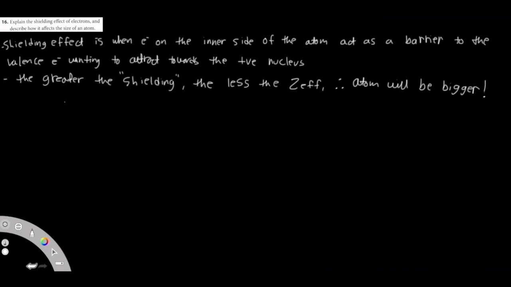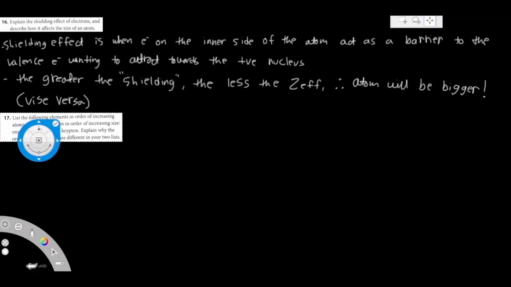It kind of goes vice versa, right? Maybe I'll write here as well, vice versa. All right, vice versa means if there is less shielding, so there's not a lot of electrons in the middle that is blocking the valence electrons from the nucleus, this means that the valence electrons are closer to the nucleus, and then they're going to obviously want to get closer because of the attraction, then the atom will be smaller. Okay, so that's number 16.